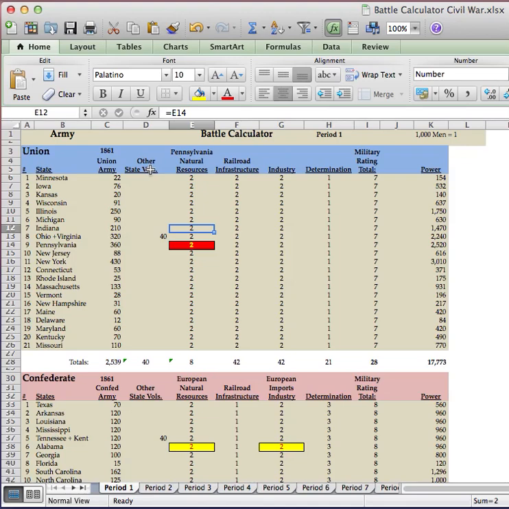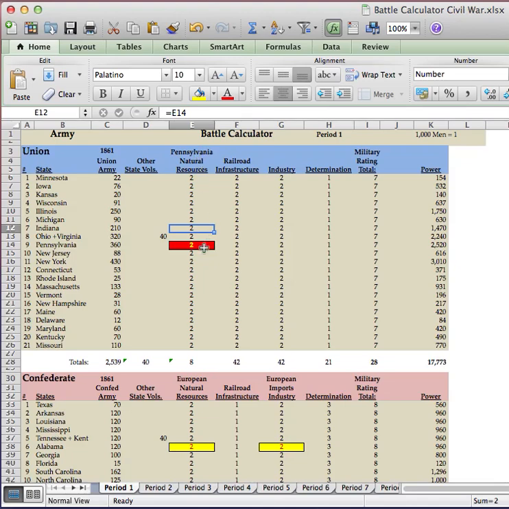The second row here we've got our other state volunteers. For Ohio, they have 320, and they also have 40 from Virginia. So 40 volunteers from the Confederate state of Virginia are on the Union side.